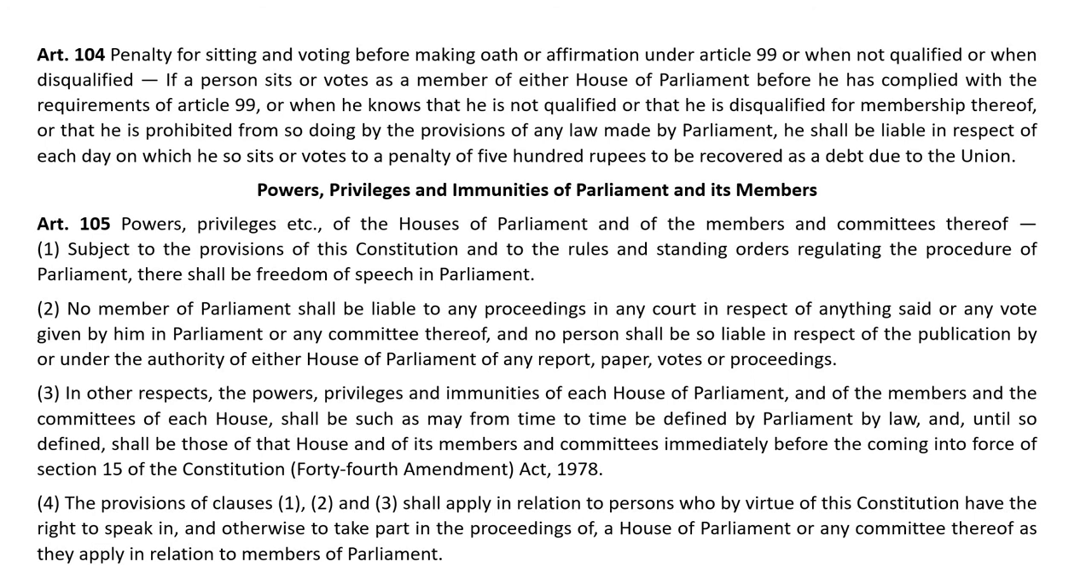In other respects, the powers, privileges and immunities of each House of Parliament and of the members and the committees of each House shall be such as may from time to time be defined by Parliament by law, and until so defined shall be those of that House and of its members and committees immediately before the coming into force of section 15 of the Constitution 44th Amendment Act of 1978.